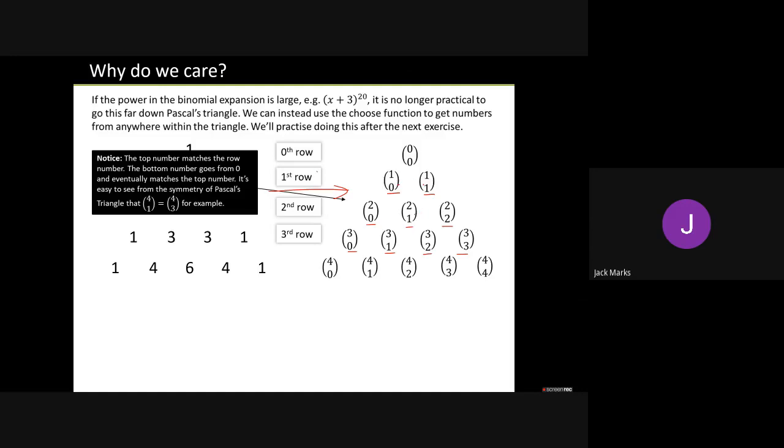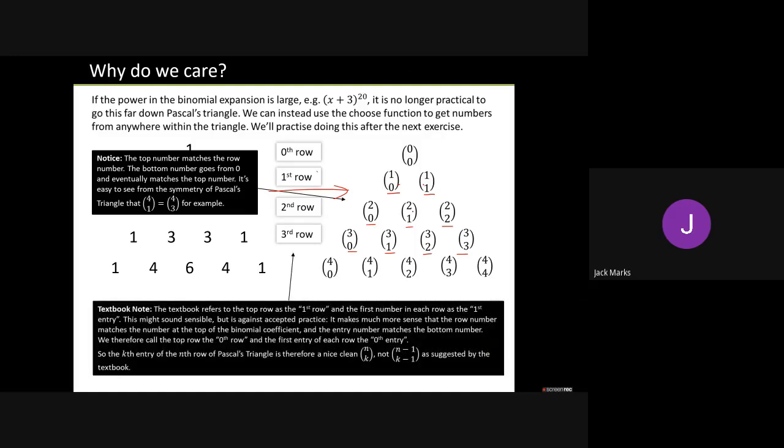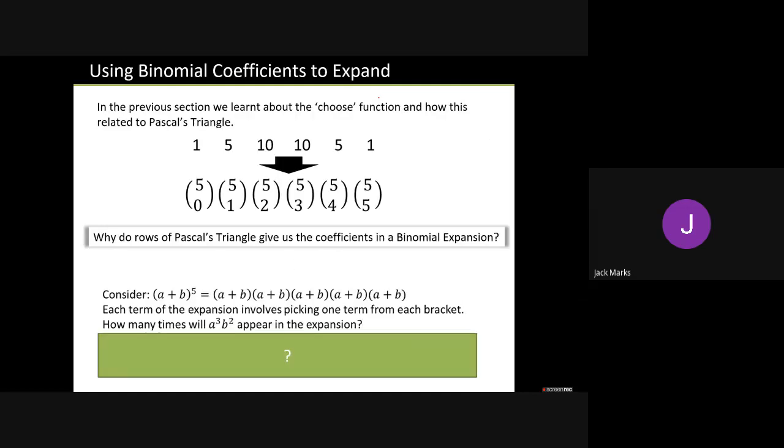Okay. So why is it useful? Well, it's very useful, for example, if we wanted to expand out this bracket here. And we saw this before: (x plus 3) to the power 20. I don't have to do my triangle. I can just put in 20 choose 0, 20 choose 1, 20 choose 2, and so on and so on and so on. And why does it work?